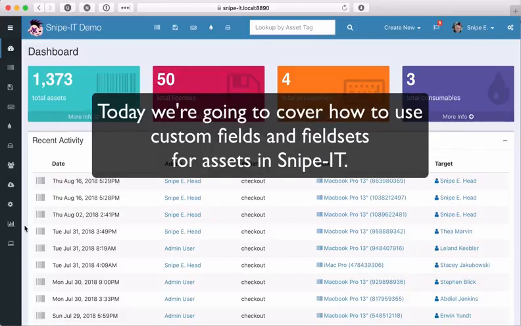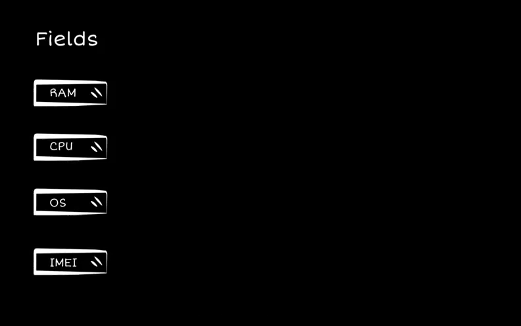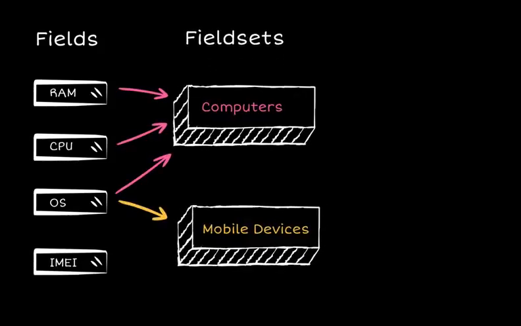Today we're going to cover how to use custom fields and field sets for assets in Snipe IT. Custom fields allow you to create and store arbitrary data that's important to your organization, but that isn't necessarily an out-of-the-box Snipe IT asset field. Custom fields belong to field sets, which get associated with asset models. If that sounds confusing, it's okay. We're going to walk you through it from start to finish.